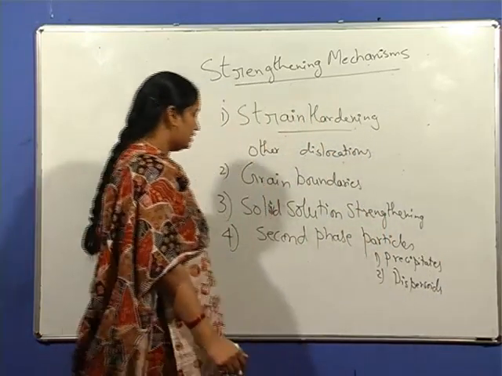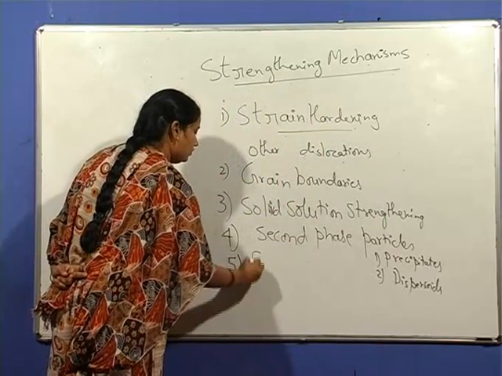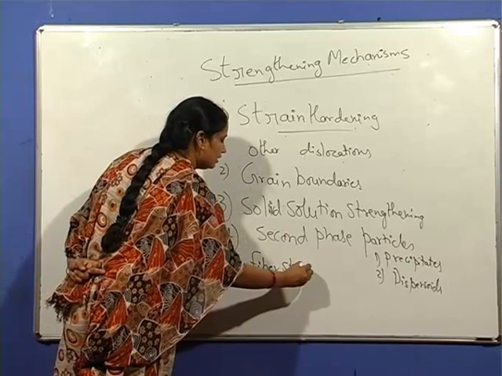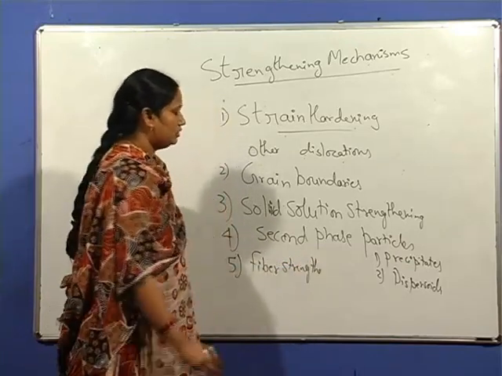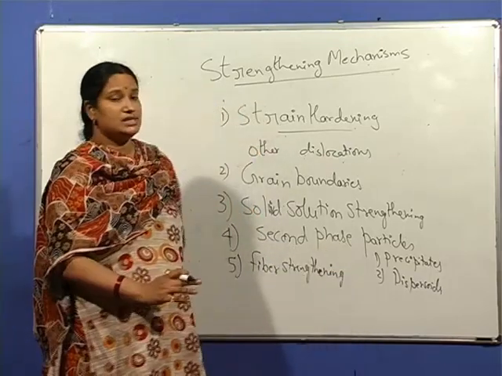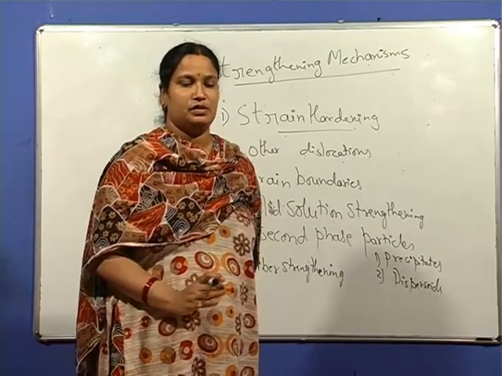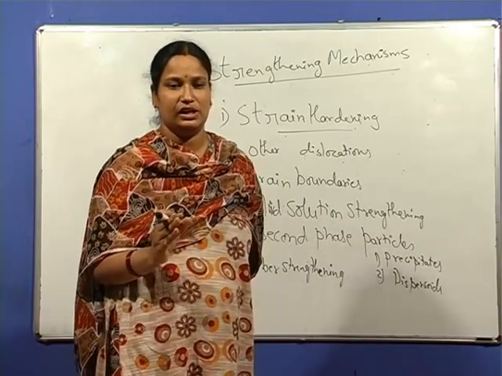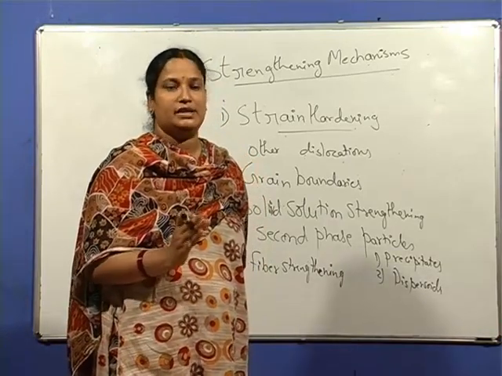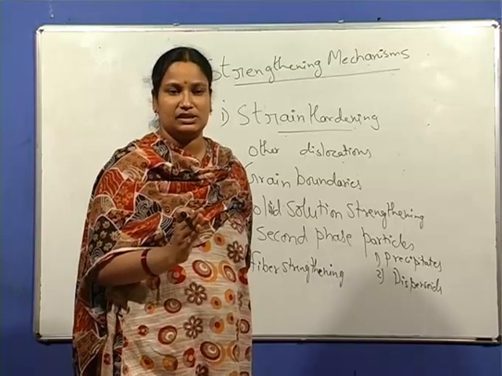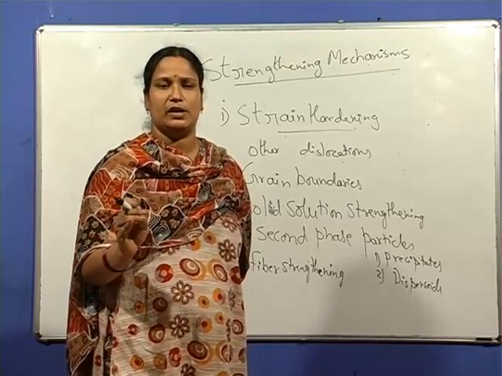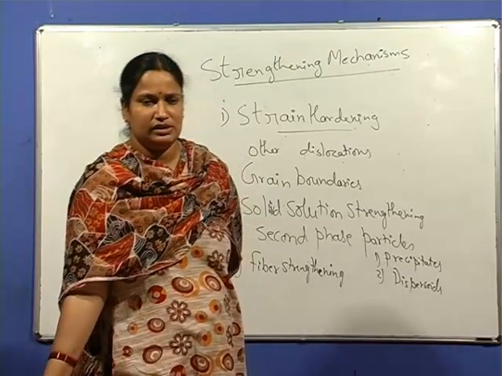And the last is fiber strengthening, which is mainly seen in composite materials. Fiber strengthening is strengthening due to the incorporation of fine fibers. So these are the strengthening mechanisms which strengthen a material or an alloy. That is, an alloy can be strengthened simply by creating obstacles to the dislocation motion.